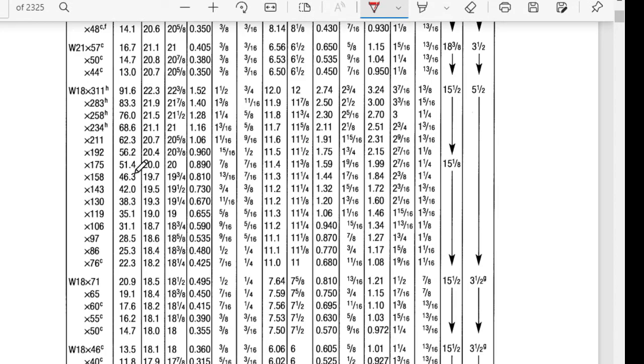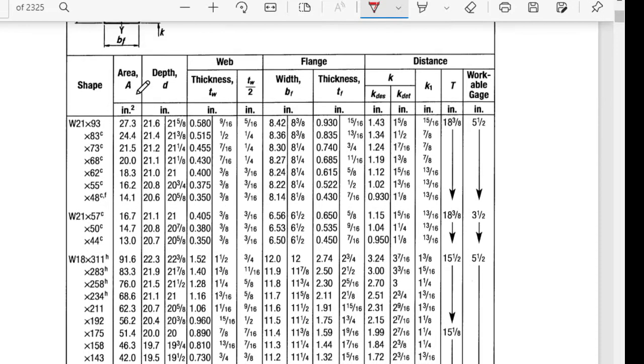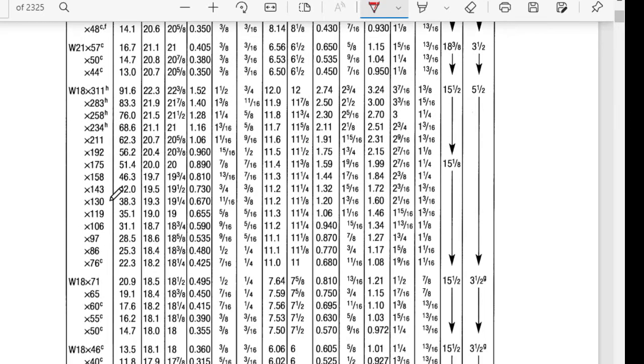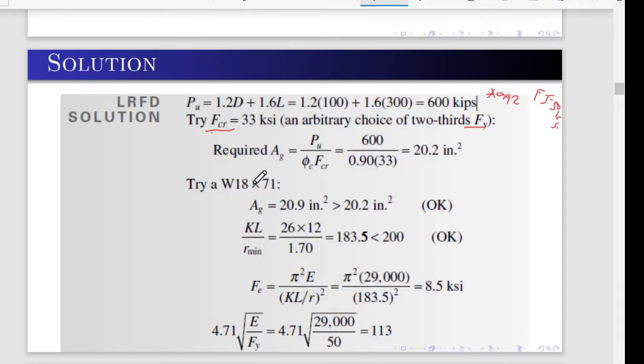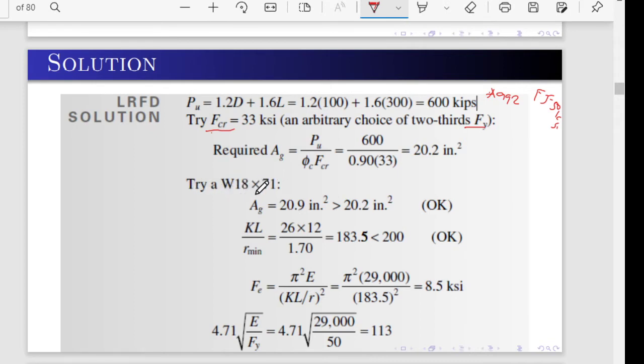For area 20.2, if you look at the area column for W18, the area which is slightly larger than 20.2 is this W18 by 71. 18 is the depth and 71 is the pounds per foot. So we select this. Try W18 by 71, which has an area.